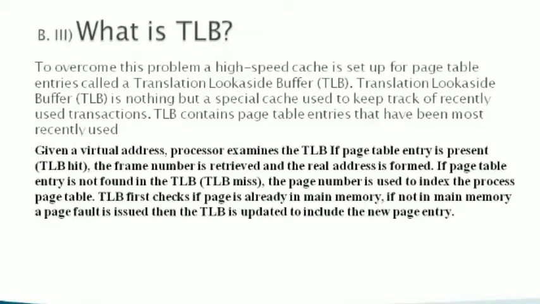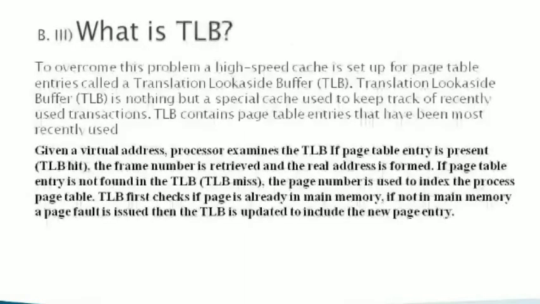If the page table entry is present in the TLB, which is a hit, the frame number is retrieved and the real address is formed. If the page table entry is not found in the TLB, the page number is used to index the process page table, and it first checks if the page is already in the main memory. If it is not in the main memory, a page fault is issued, and then the TLB is updated to include the new page entry. TLB is basically a high speed cache, made with high speed associative memory.